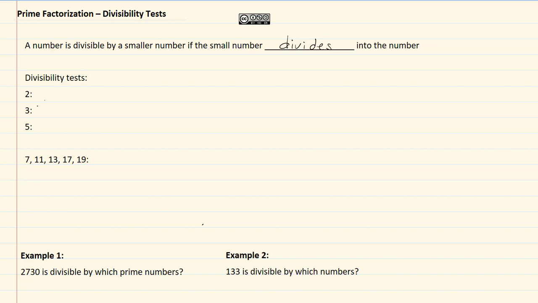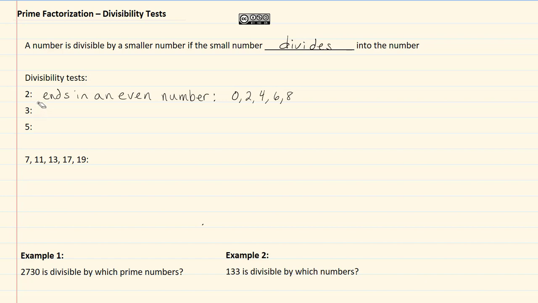The divisibility rule for 2 is that it ends in an even number. For example, we're talking about 0, 2, 4, 6, or 8. If it ends in any of those, it's divisible by 2.